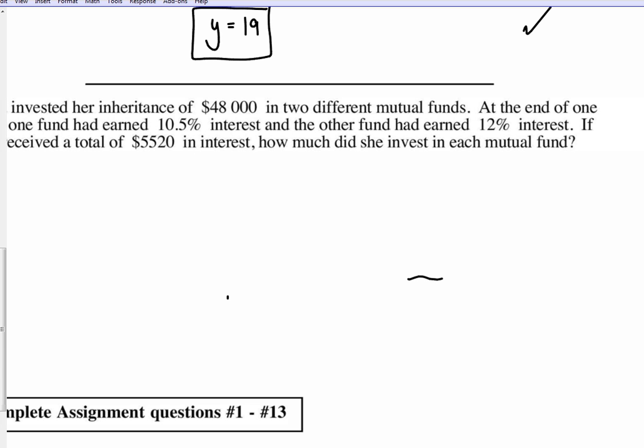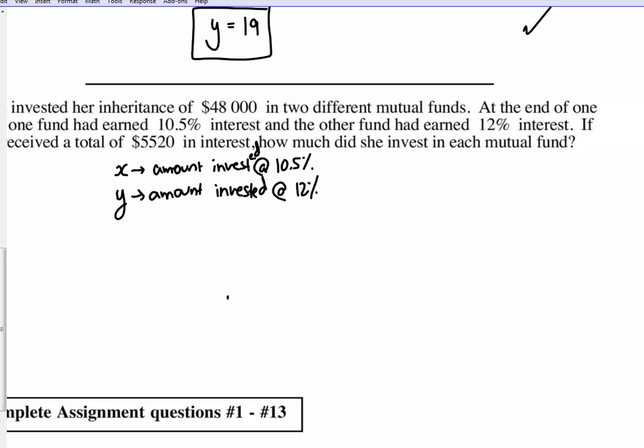Okay, so let's define the variables together, and then you're going to come up with the equations. Give me one of the variables. Doesn't matter. Okay, X and Y. So X will stand for what? Okay, so X is the amount invested at 10.5%, the first mutual fund, and then Y will be the amount invested at 12%.